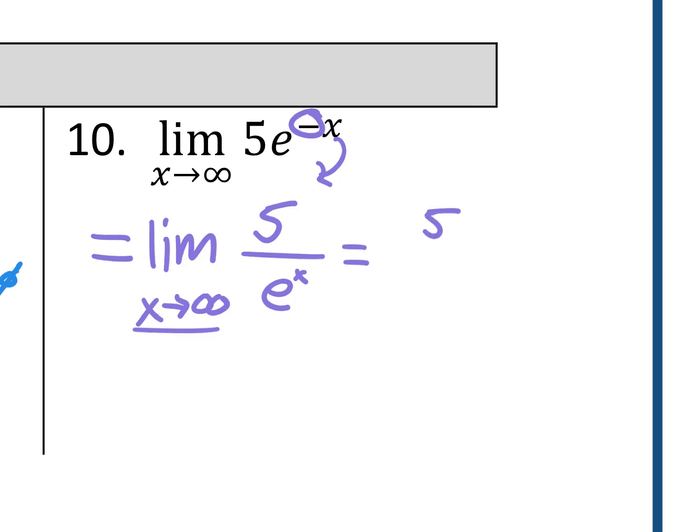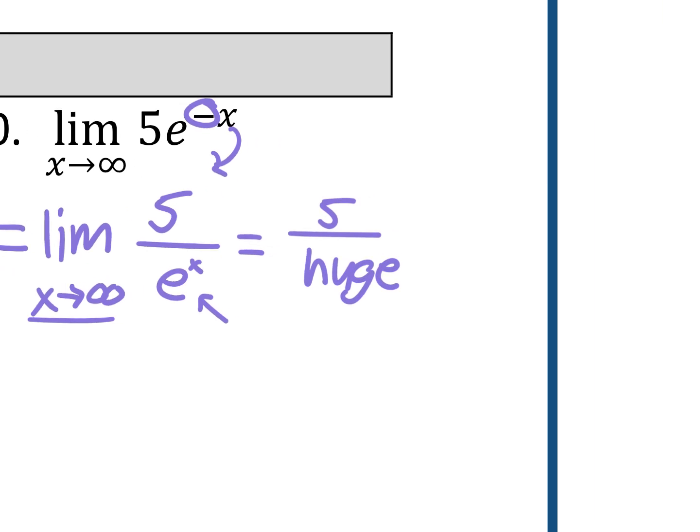Yeah, right? This is going to be 5 over... When x approaches infinity, what happens to e to the x? Huge. Yeah. You get 5 over a huge number. And 5 over a huge number gets really close to what? 0. So this limit is 0.